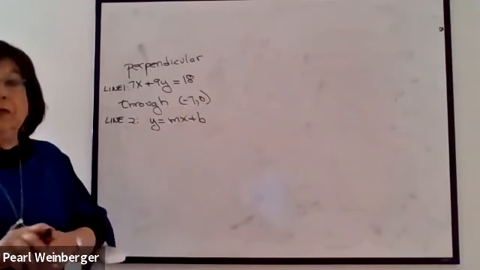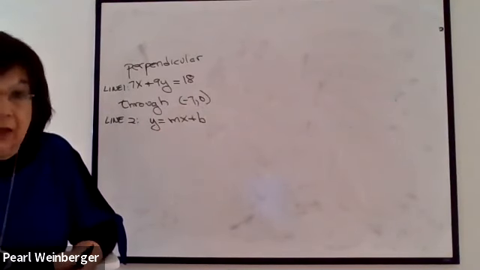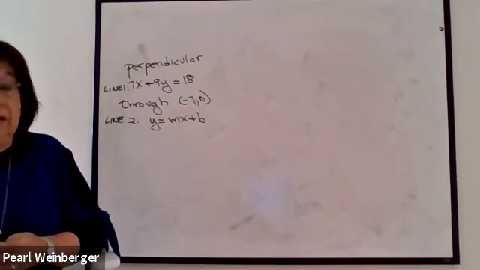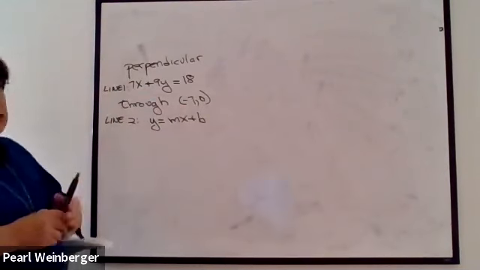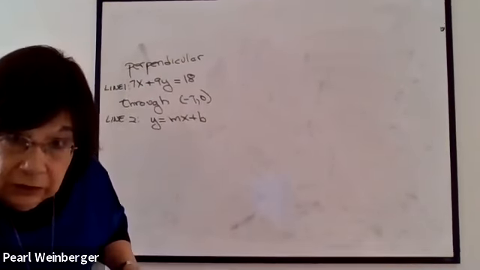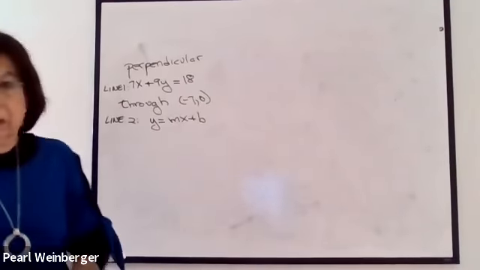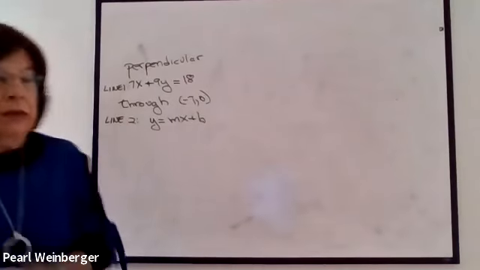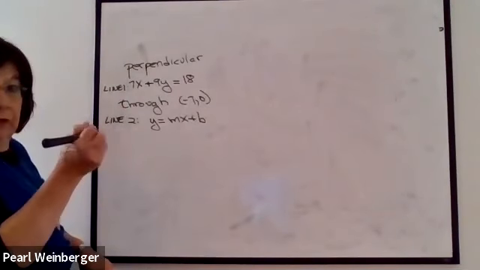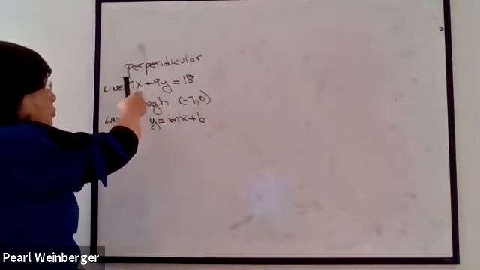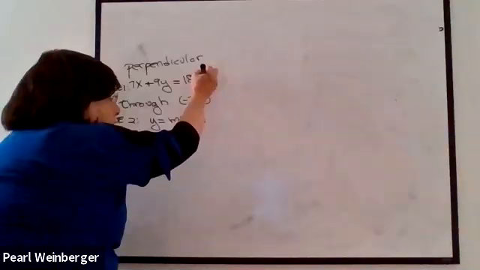I'm going to give you a few minutes to work on finding the slope. Remember, the first thing you always want to find is the slope of the line. What is the slope of line 2, the one that's going to be perpendicular to my original line? What do we have to do? The first thing we have to do is find the slope of the first line.